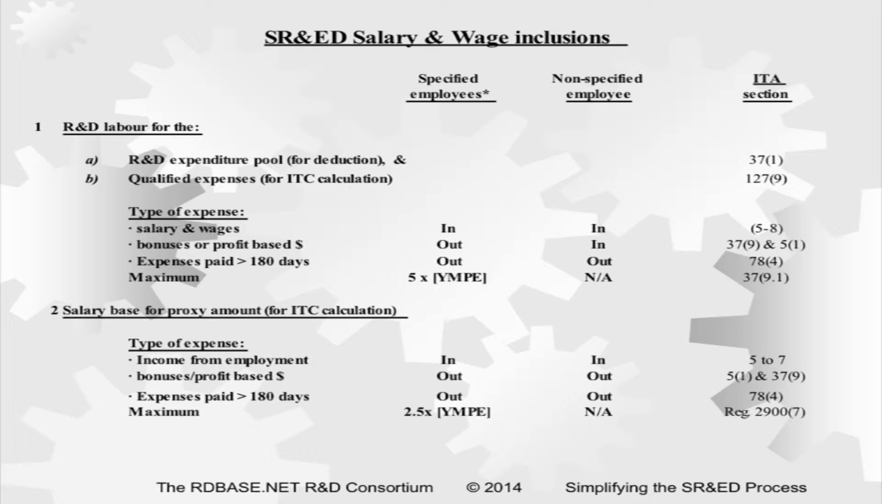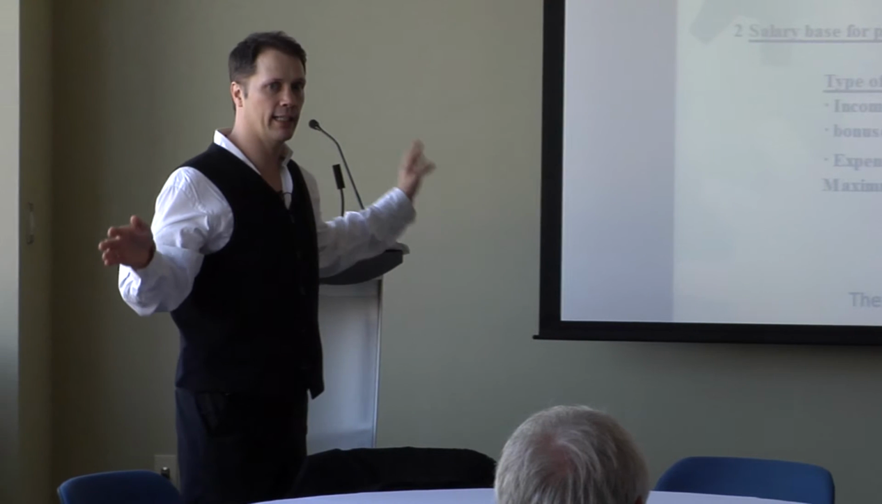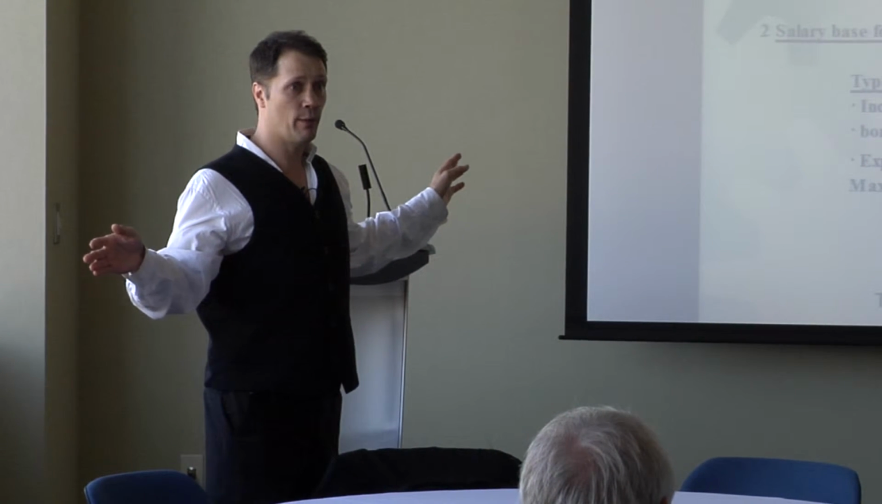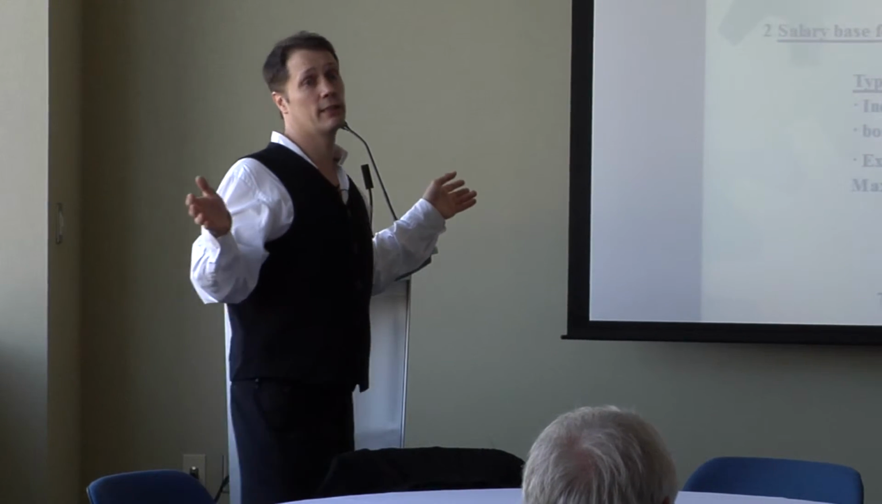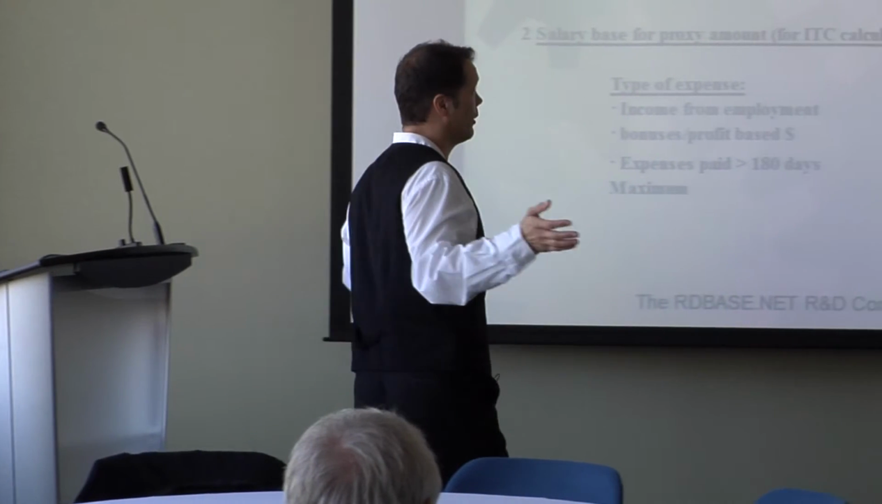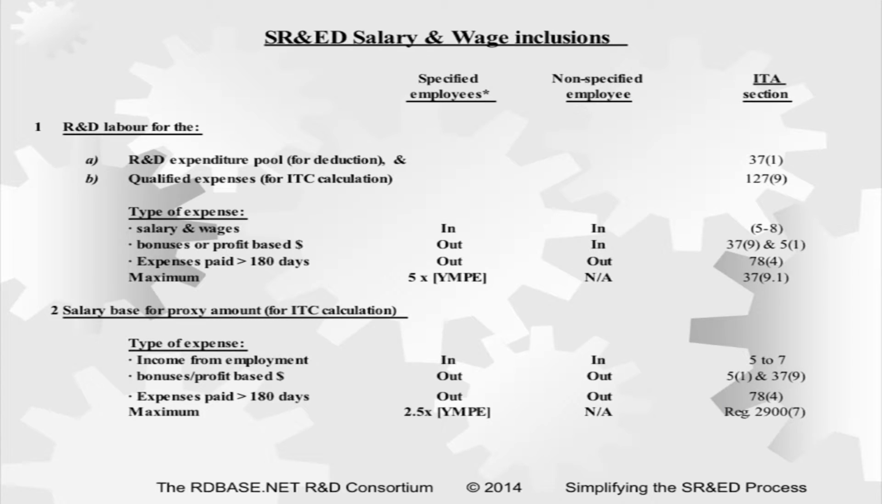Okay. So for a specified employee, your salary and wages are in, as well as for a non-specified employee. Any bonuses or remuneration based on profits for a specified employee is out. So if I bonus myself at the end of the year to get my income down to $500,000, and I pay myself $300,000, I don't get any credits on any of that, right? If I would have paid myself the $300,000 as salary, then I could get credits on the whole thing, but not as a bonus. So it's really important that you plan this kind of a year ahead instead of the year after, as most accountants usually do, right? You've got to predict what your income is going to be and maybe set your salary to optimize that, okay?